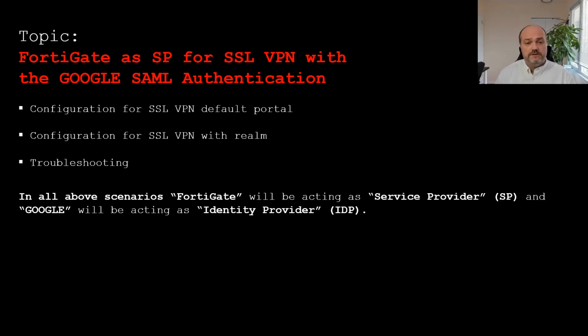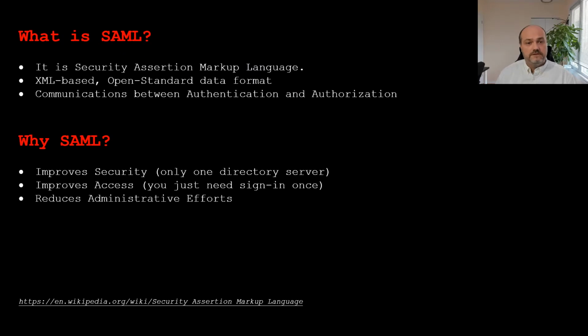In all above scenarios, FortiGate will be acting as a service provider and Google will be acting as an identity provider. First of all, let's discuss what is SAML. SAML is Security Assertion Markup Language. It is an XML-based open standard data format. It's communication between authentication and authorization.